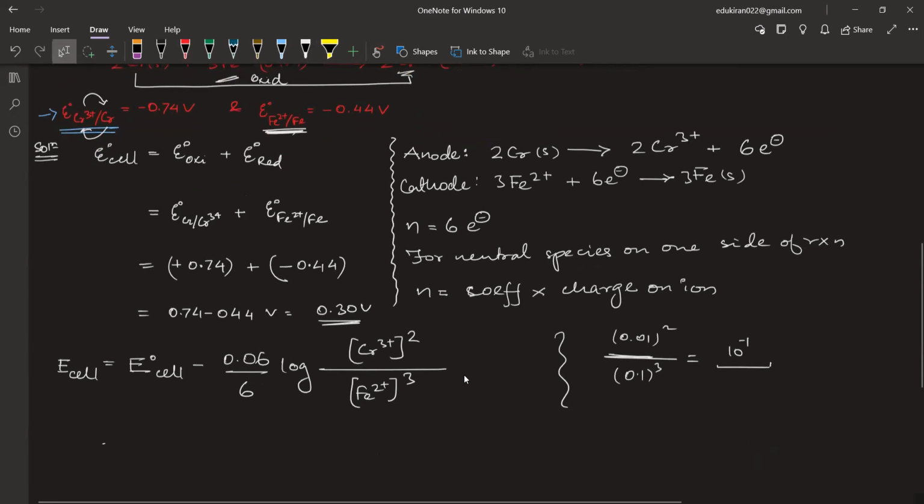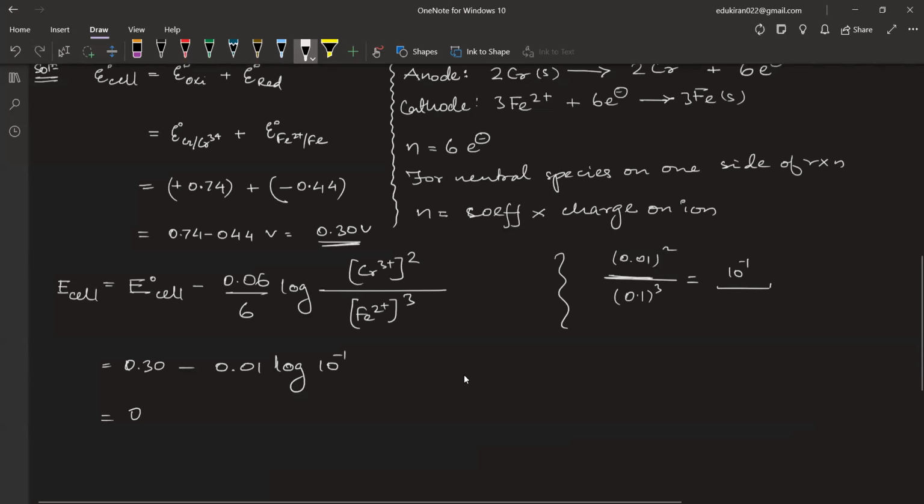So this will be equal to E naught cell. E naught cell तो हम लोग को पता है. This will be equal to 0.30 minus 0.01 log of 10 to the power -1. So log of 10 to the power -1 will become -1. So this will be equal to 0.30 minus 0.01 into -1, which will be equal to 0.30 plus 0.01, equal to 0.31 volts. Yes, Ahmed Fayaz correct. बाकी आप लोग भी जल्दी लिखिए.